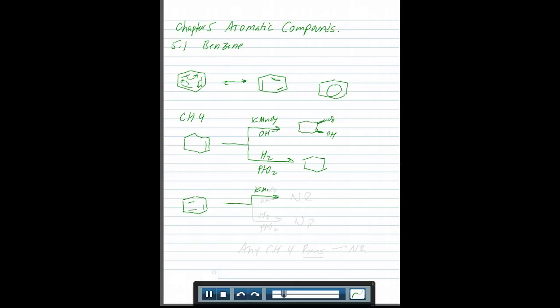Well, if I were to do the same exact reactions to an aromatic ring, so if I were to add KMnO4 and hydroxide, I would get no reaction. If I try to hydrogenate this, I get no reaction. If I do any chapter 4 reactions (RxN is shorthand for reactions) on benzene, you will get no reaction.